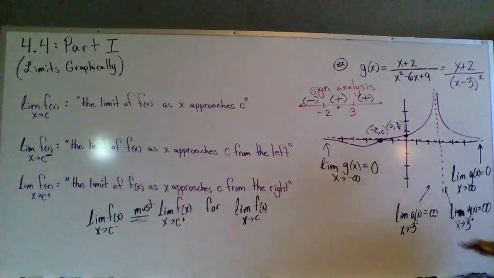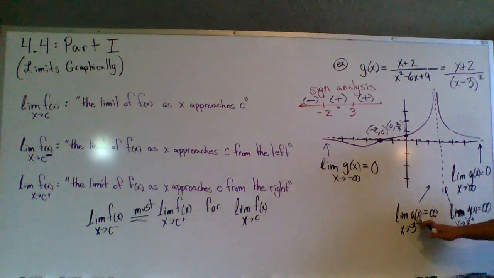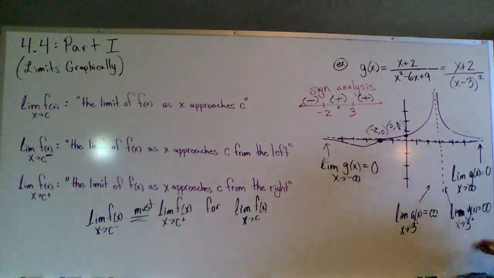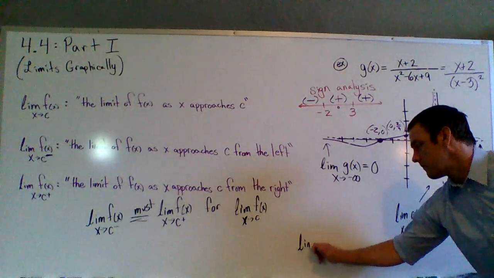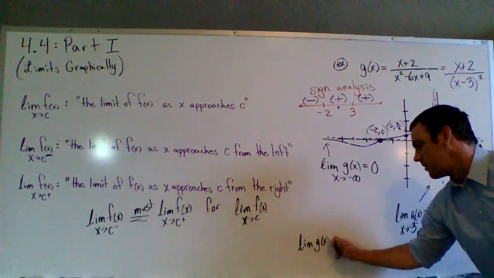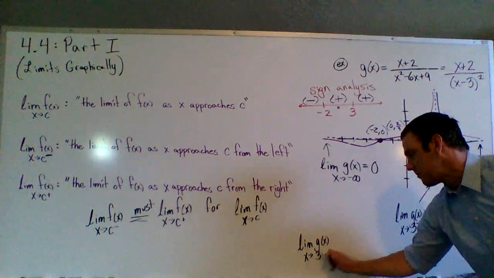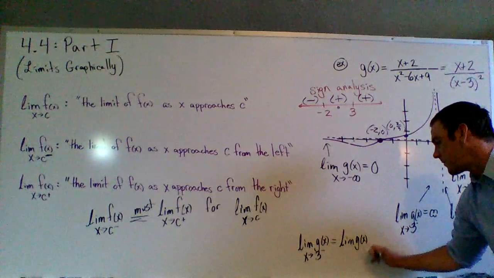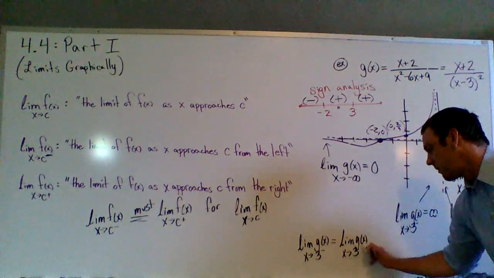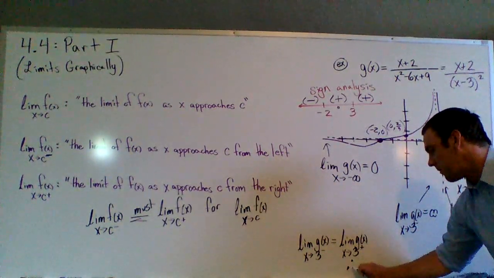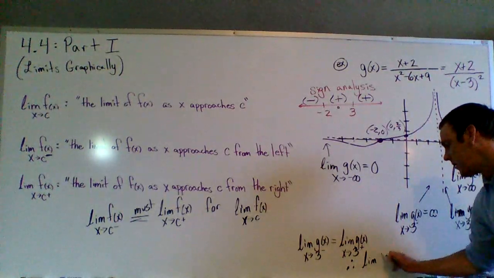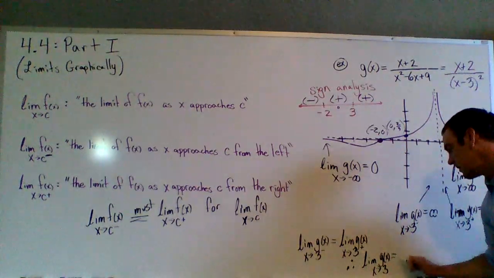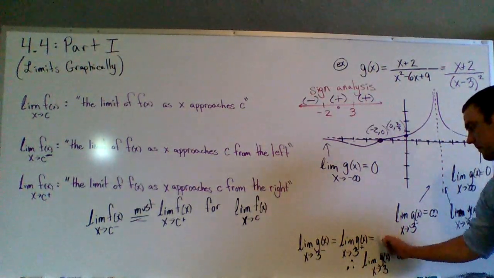Okay? Do you see here we have the limit of g of x as x approaches 3 from the left is the same as x approaches 3 from the right? Could even write that. The limit of g of x as x approaches 3 from the left equals the limit of g of x as x approaches 3 from the right. Therefore, the limit of g of x as x approaches 3 is going to equal infinity, because this all equaled infinity.